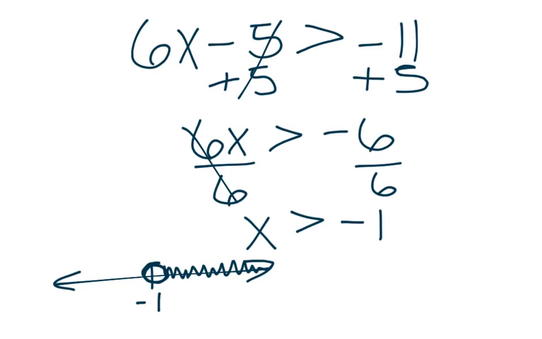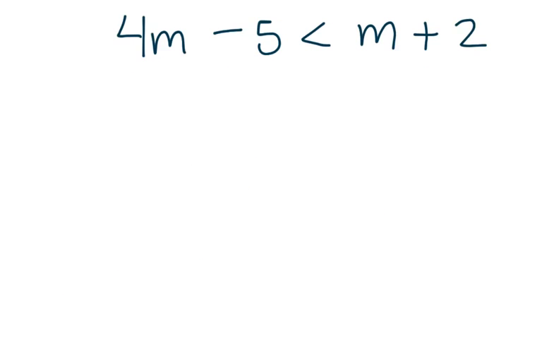All right, second problem here. I got variables on both sides now, so think about what we talked about. Don't call me after midnight. Distribute, combine like terms on the same side, then move the variable. Then multiply, divide, add, subtract, or add, subtract, multiply, divide.